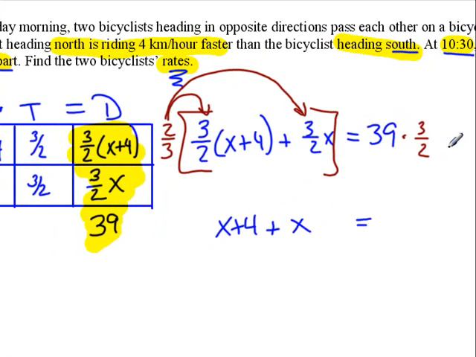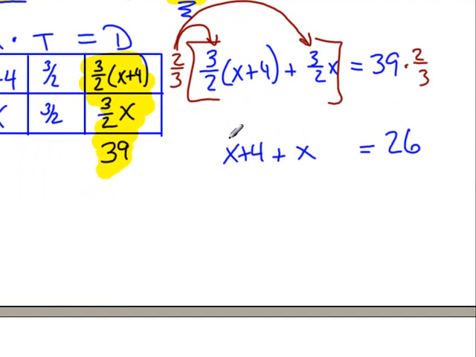Now I need to multiply 39 times, let's get this right. I multiplied the left side by 2/3. I better multiply the right side by the same thing, 2/3. 39 times 2/3. Well, let's see. 3 goes into 39 13 times, 2 times 13 is 26. So isn't that nice that even when I multiply the 39 times a fraction, I get a whole number? They've really picked nice numbers in this problem for us, so that works out nice. Welcome to high school mathematics, huh? The real world doesn't always work that smoothly.